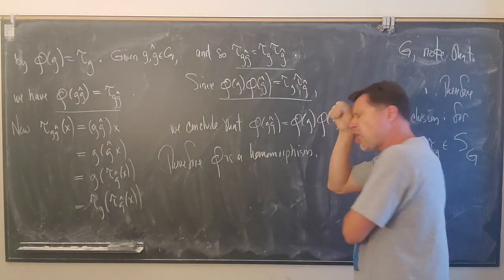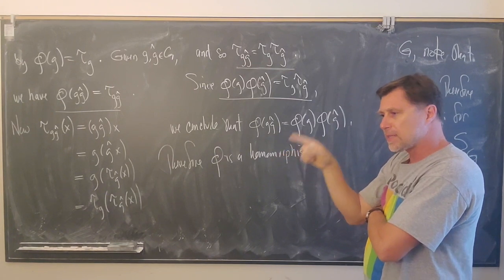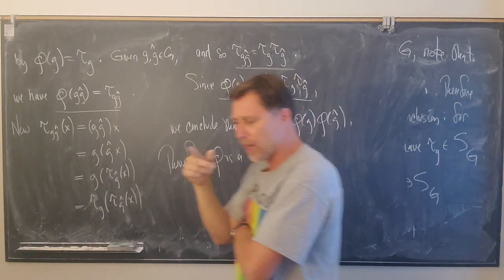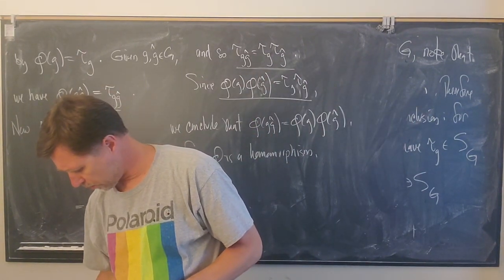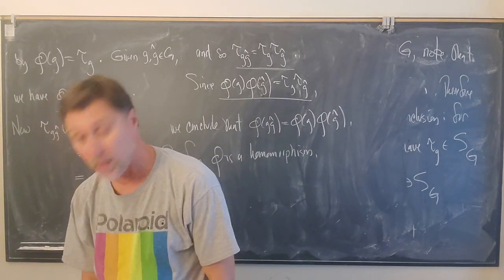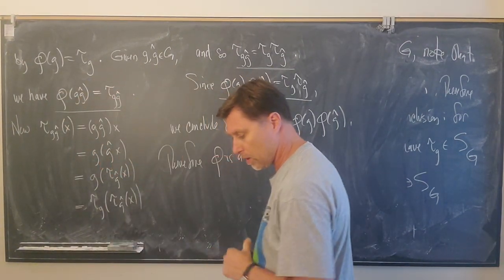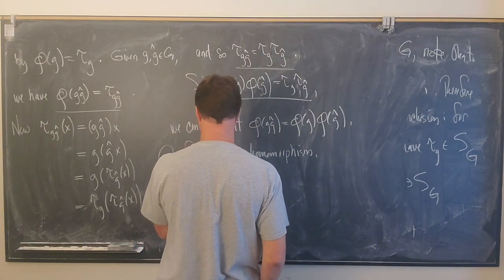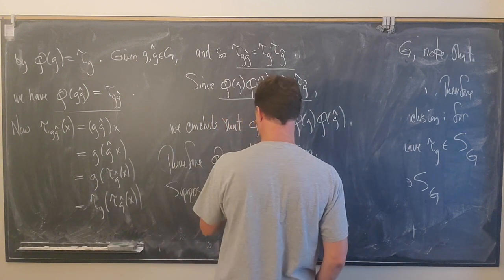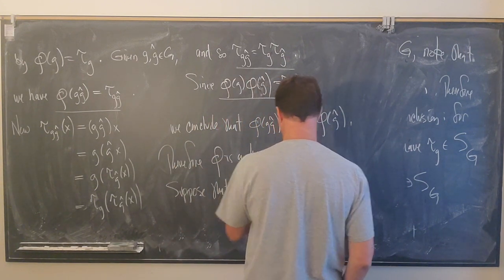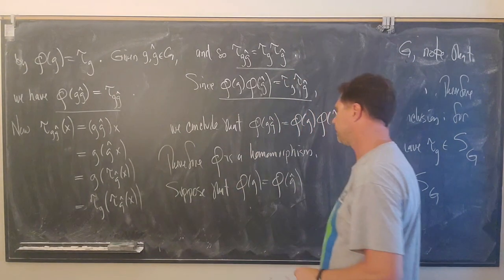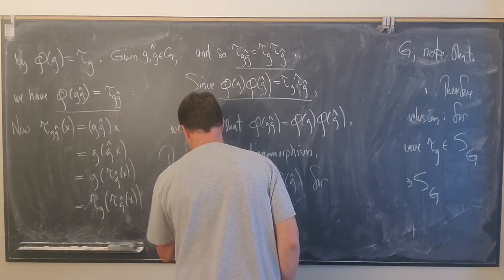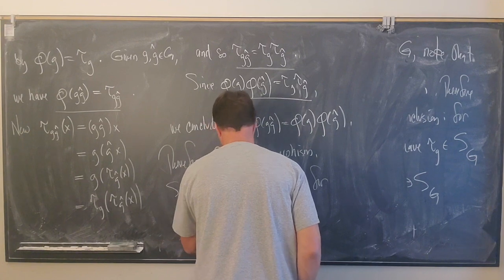Okay, what's next? So now I have a homomorphism from G to S sub G. The next thing I'd like to do is show that it's 1-to-1. And then I'm going to apply our previous, I guess that would have been lemma 8.5 part B, to get the isomorphism. So now suppose that phi of g is equal to phi of g hat for some g and g hat in capital G.